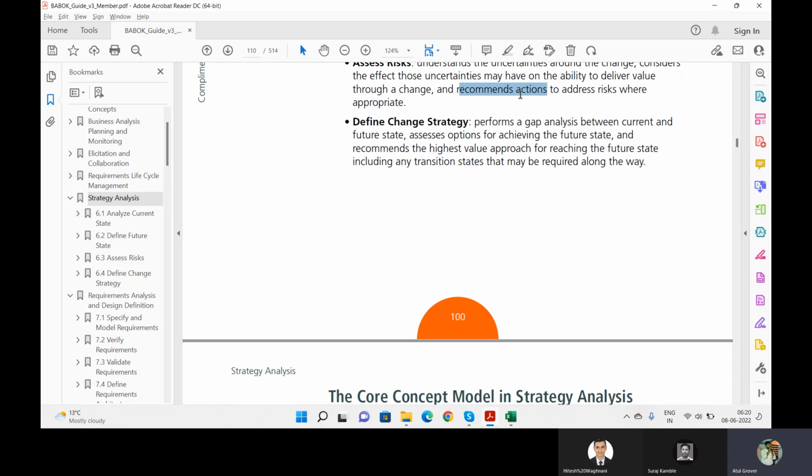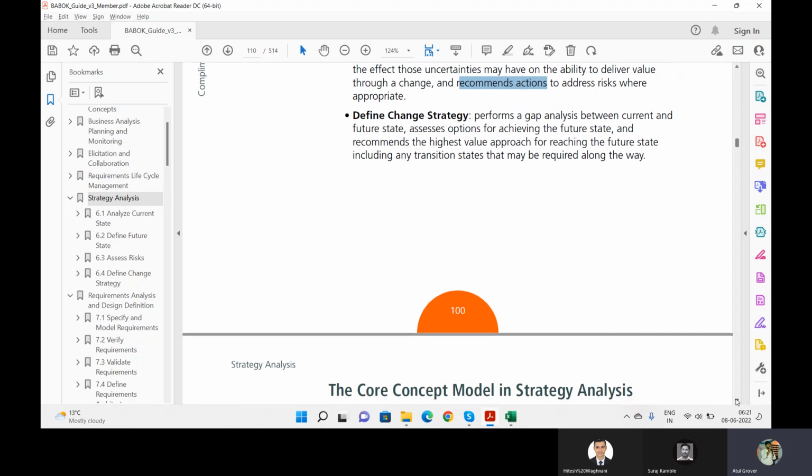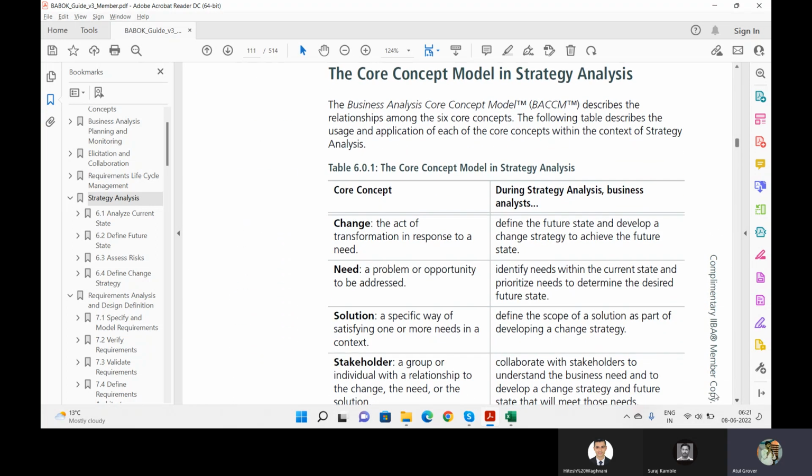Now, if I come here to the strategy part, we have a concept called the BACCM model, which we all know. Change: how is change related to the strategy part? Define the future state and develop a change strategy. This is my change here. Need: identify need. That is the current state. So the four steps we studied above, we are mapping them here, which one maps where.